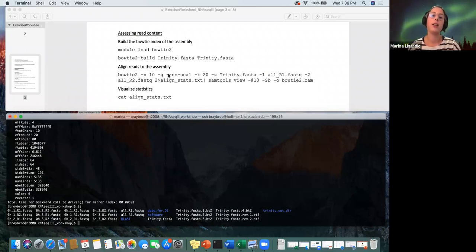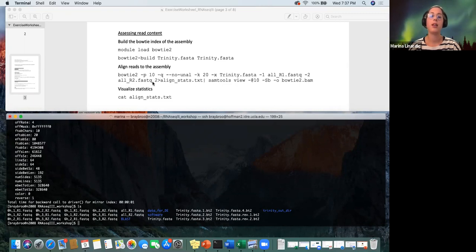--no-unal is just telling it, when it creates a SAM file, not to include the reads that are not aligning properly. -k gives it information about the minimum length that it can use, and this is what we have to input. So -x is our assembly, which is Trinity FASTA. -1 is our left read, so we are going to do all R1 FASTQ, and -2 is all R2 FASTQ.